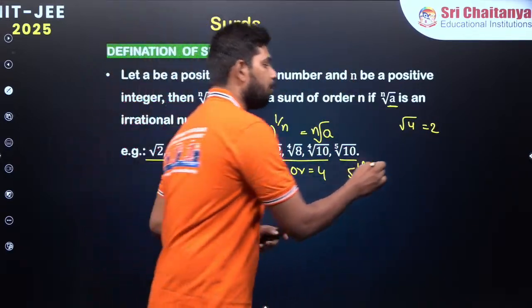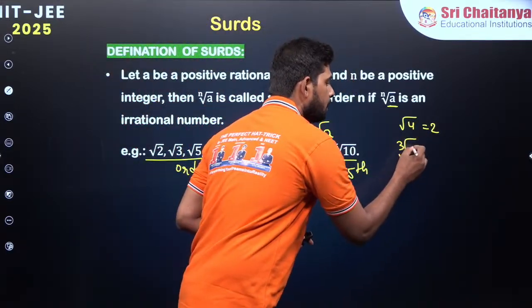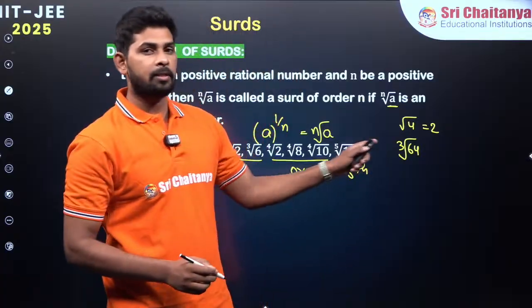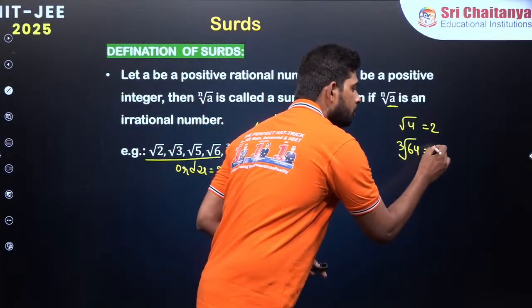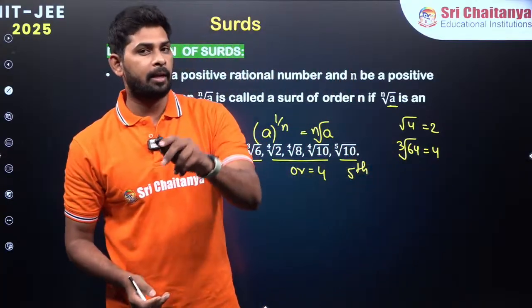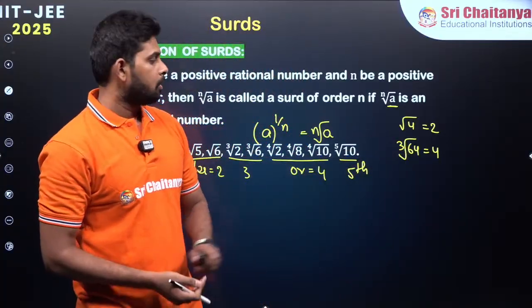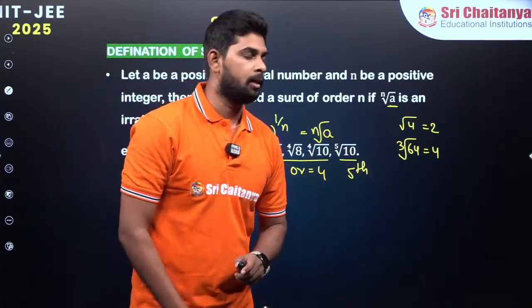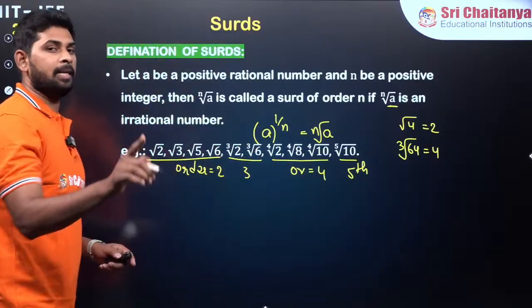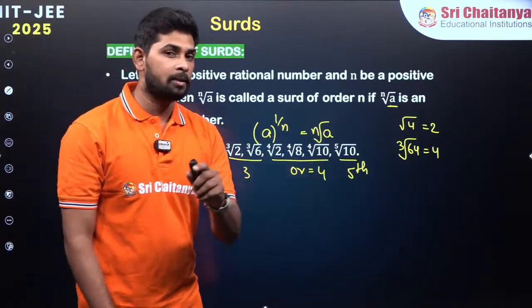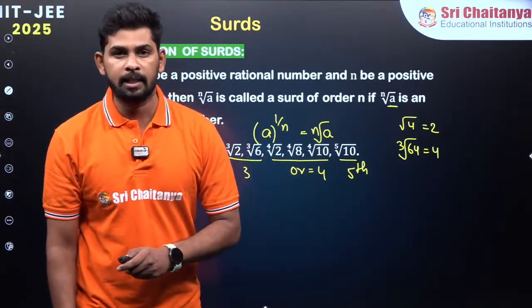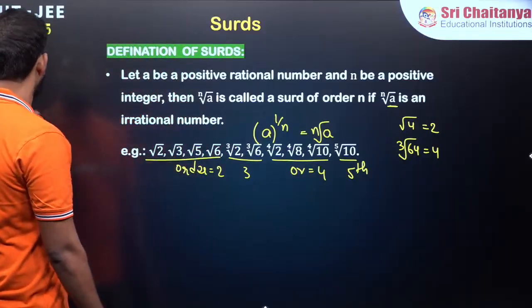Not only that, if I take the cube root of, let's say, 64. Now we know this value is going to be equal to 4, because 4 multiplied 3 times gives 64, and that 3 gets cancelled, giving us 4. So the cube root of 64 is also not a surd because it should be an irrational number. The cube root of 64 gives us 4, that is why it is not an irrational number. Now let's go to the next.